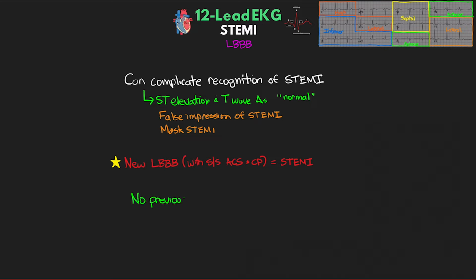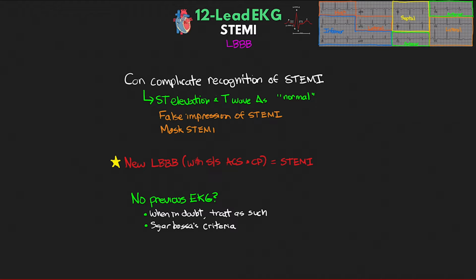Sometimes, though, we don't always have a previous EKG to compare to, so when in doubt, if the patient presents like an MI with a left bundle branch block, we should consider it as such. We can also use something called Sgarbossa's criteria, which I am going to be discussing in the next and final lesson of this series to evaluate for acute STEMI in the presence of left bundle branch block.